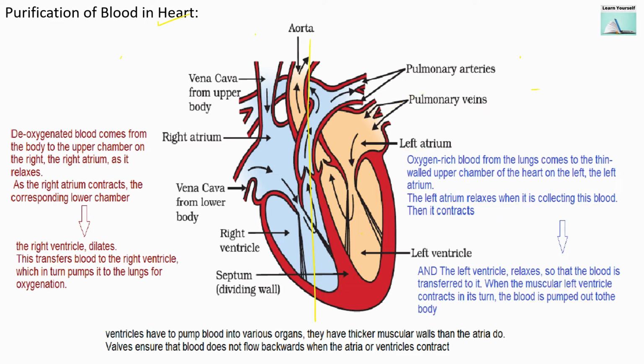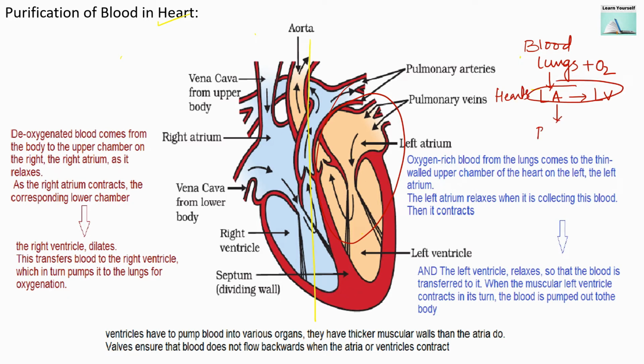So what is the function of the left part of the heart? The blood comes from the lungs. It is oxygen rich blood. So it goes to the left atrium, then it goes to the left ventricle. These two are parts of the heart. Now from the heart it will go to body parts. From the left ventricle it will go to body parts. So this is the flow of the blood in the left side of the heart.